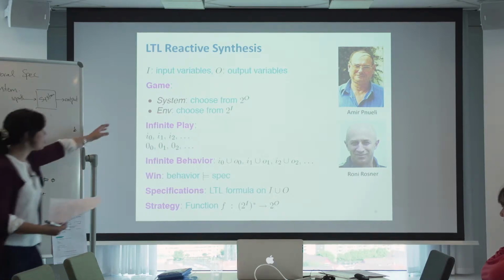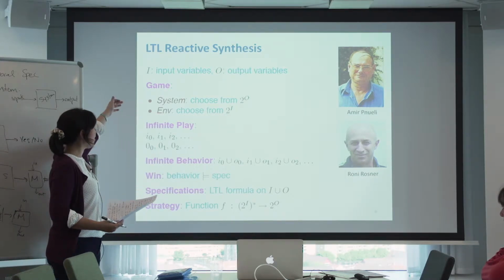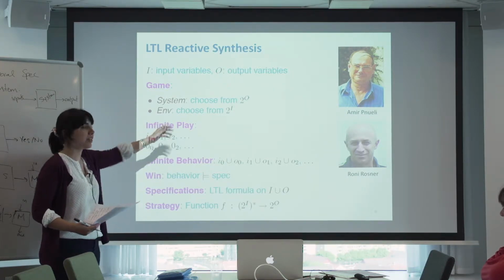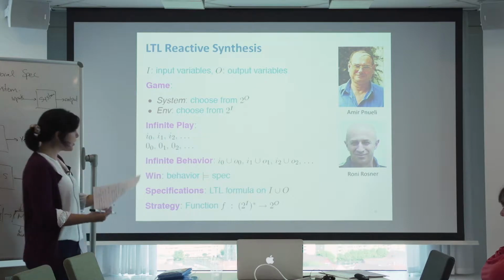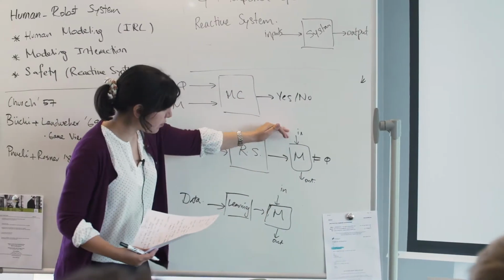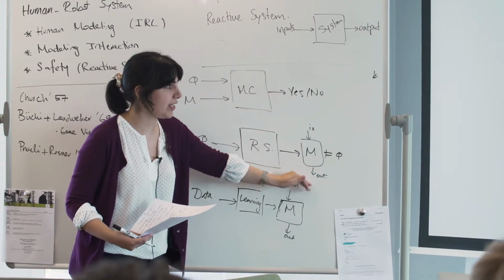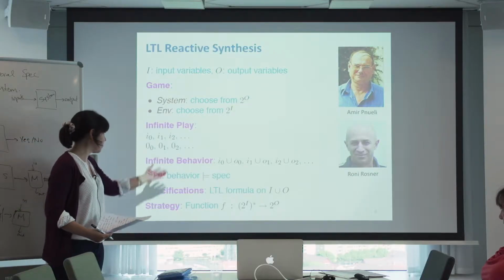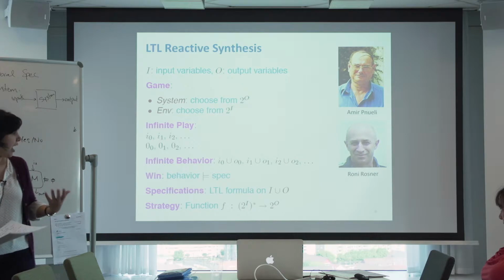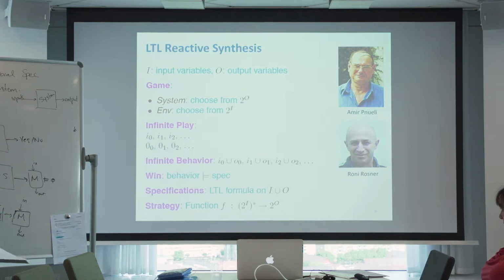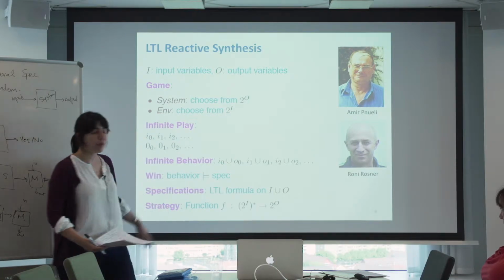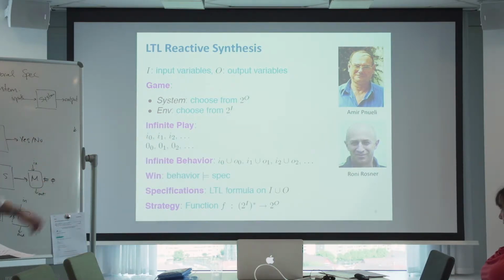So the system is choosing its outputs from all the subsets of O, and then the environment is choosing all its inputs from all subsets of I. And then we really have this infinite play. If I get an input, I provide an output. Next input, I provide an output. So I have this infinite behavior of unions of I's and O's. And what I want to check is if that infinite behavior satisfies some specification.